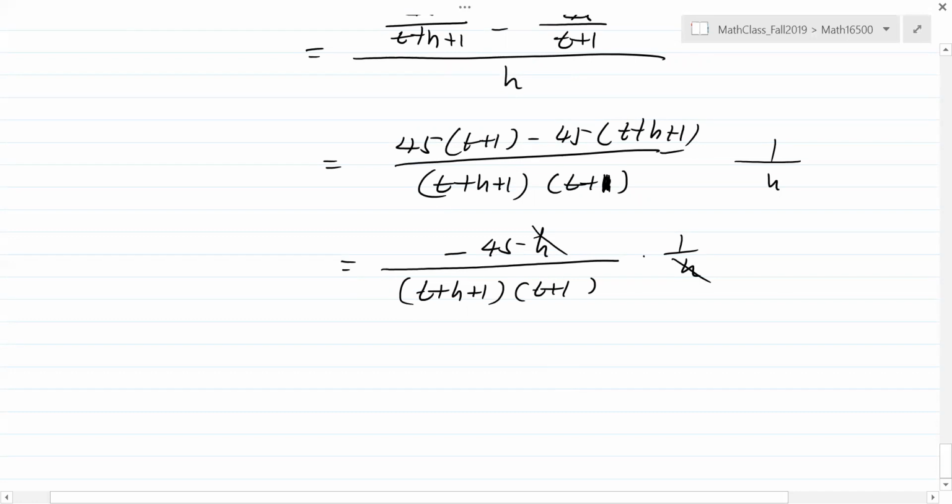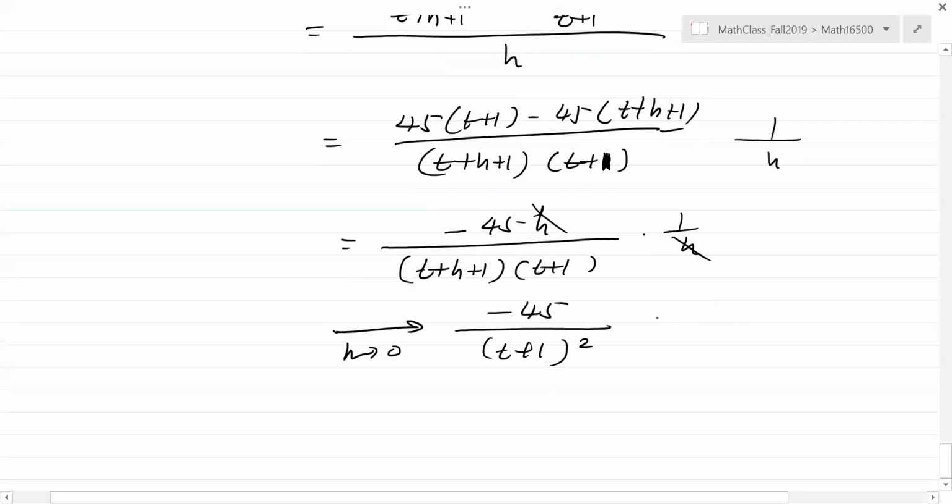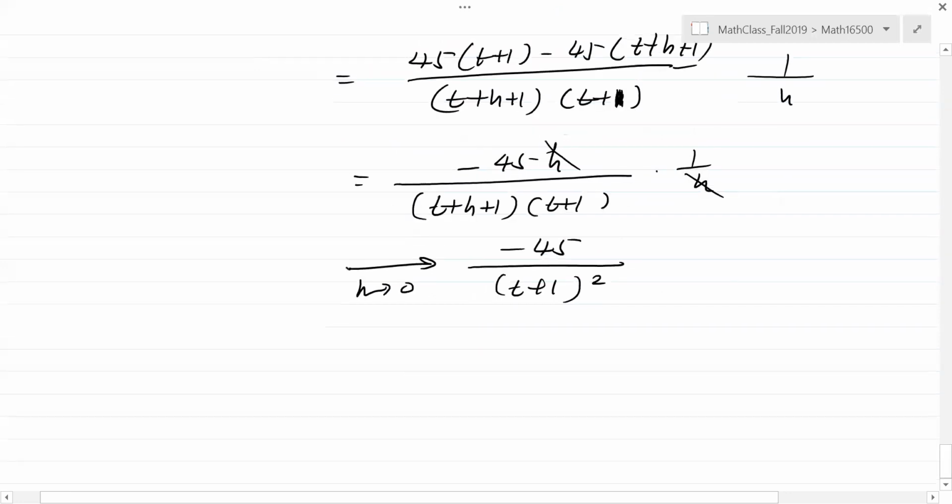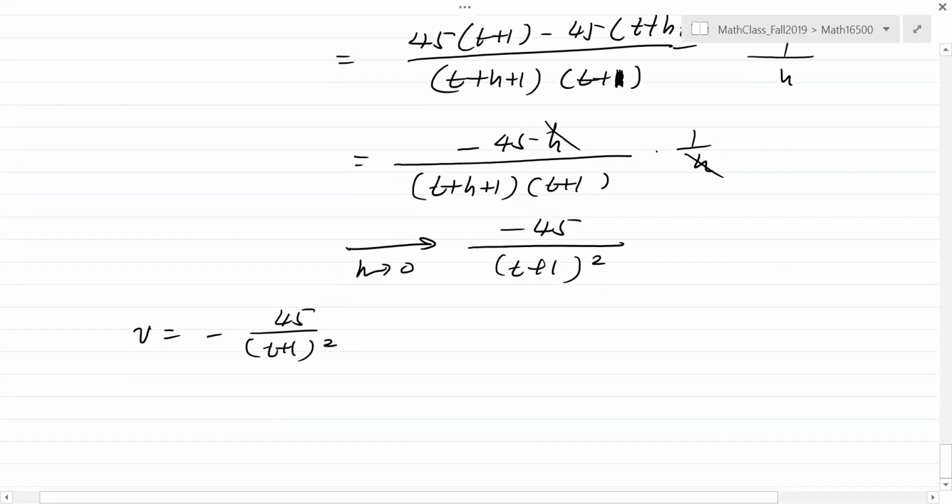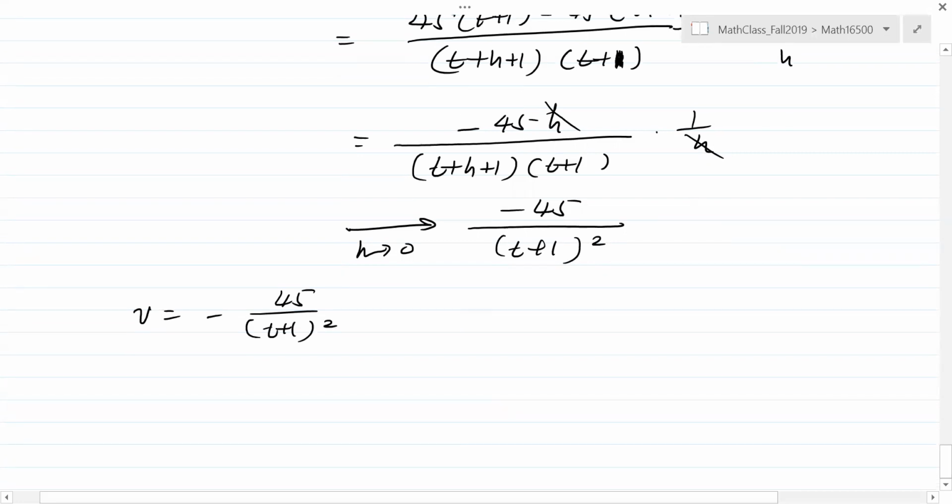So h is canceled out. Now you can let h go to 0. T is fixed, I let h go to 0. So it will be (t plus 1) squared. That is the limit, which is the derivative of the function at t. So for velocity, now you have a general formula. You can do that directly, just let t be 4, but you can get a general formula.